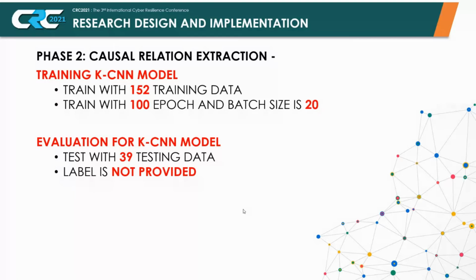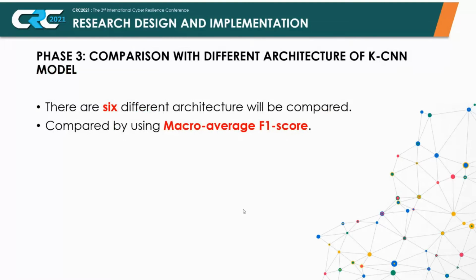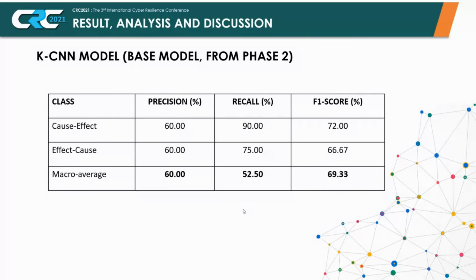Next, we will train the model with the 152 training data, with 100 epochs, and the batch size is 20. The testing data is 39, and the labels are not provided. Lastly is to compare with the different architectures of the CNN model. There are 6 different architectures, which we will discuss in detail later, and they are compared by using the micro average F1 score. For the result analysis and discussion, this table shows the result for the KCN model. We can see that for the class cause-effect, the F1 score is 72, and effect-cause is 66.67. So overall, the average is 69.33.